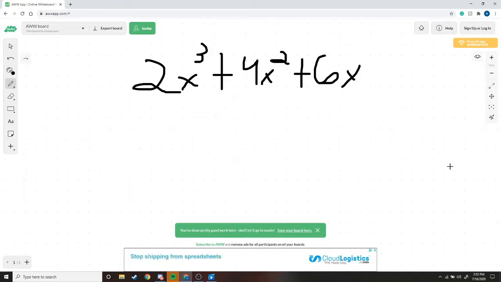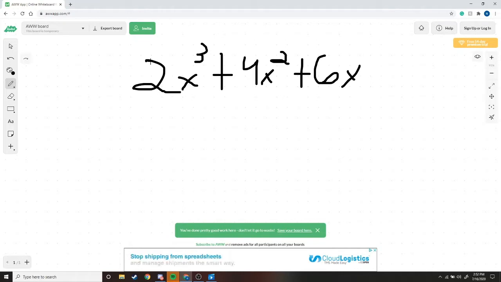Now, let's move on to this question: 2x cubed plus 4x squared plus 6x. We want to factor this. So first, you want to pull out the greatest common factor. Here we can see that the coefficients are all multiples of 2: 2, 4, 6. And every term has at least one x. This means that we can pull out the greatest common factor, which would be a coefficient and the variable x.